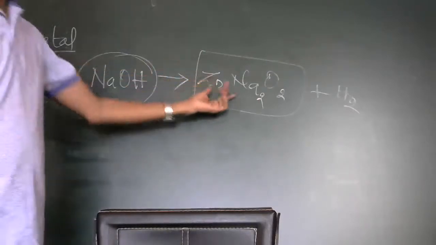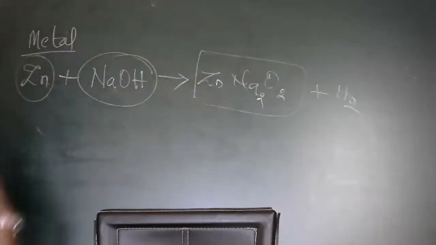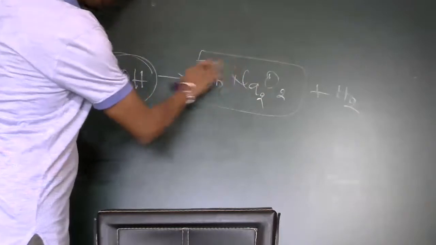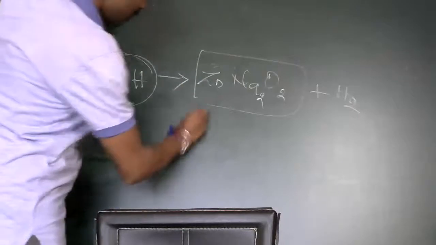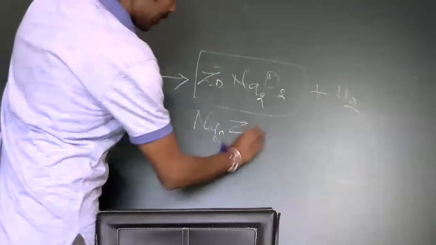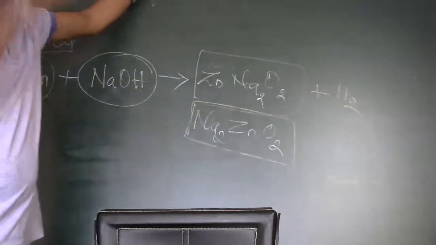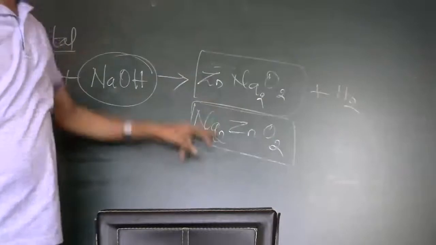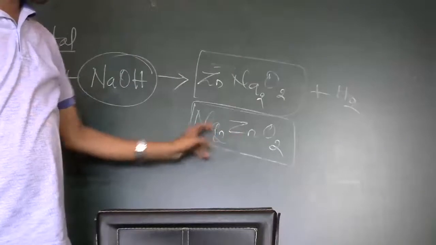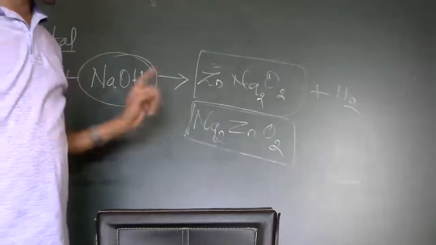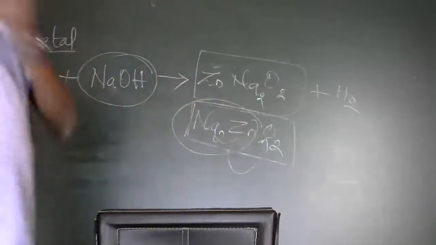See here, Zn and Na2O2. Sodium and zinc will never react with each other. In your textbook it may be written as Na2ZnO2. Sodium and zinc do not react mutually; both react with the oxygen.